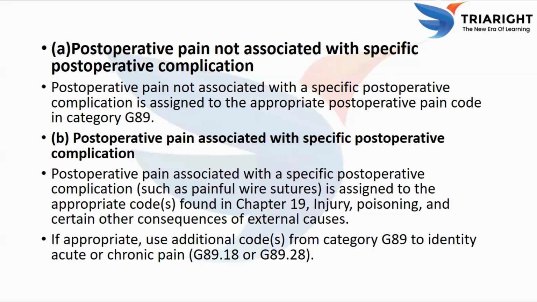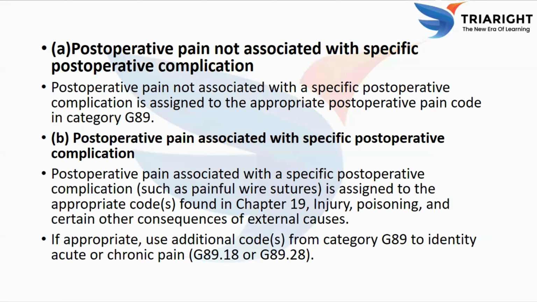Coming to B, the post-operative pain associated with a specific post-operative complication. So A is not associated and B is when it is associated. The pain is directly caused by a specific surgical complication, right? For example, pain due to painful wire sutures, or pain caused by a post-operative infection, or pain from nerve injury during surgery.